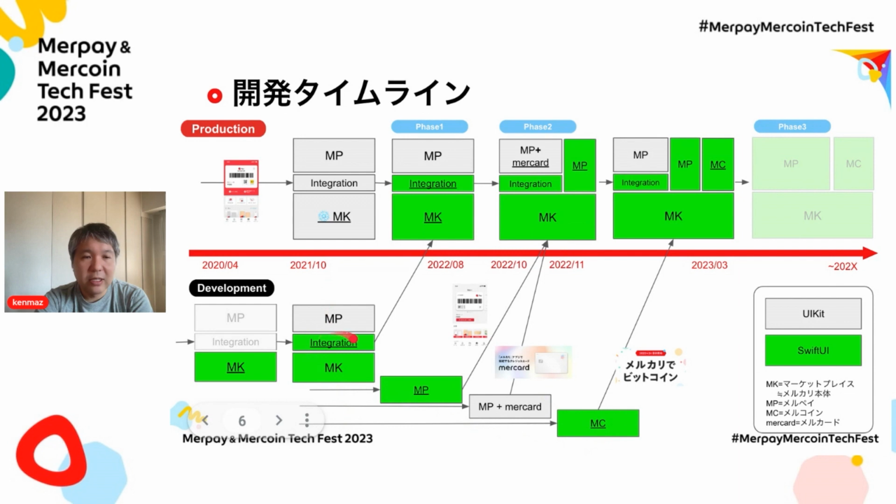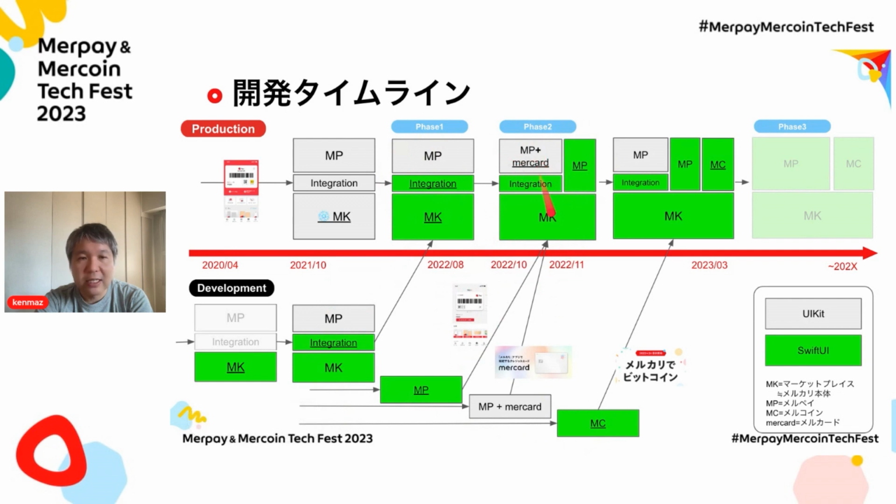So the Mercari and integration implementation was completed, and the GroundUp application was released at phase 1 in August 2022. At this point, Mercari side is all rewritten with SwiftUI, and the Merpay side still works with the UIKit. Then in October 2022, 2 months later, the top screen, this time on the Merpay side, was released as rewritten in SwiftUI, with the remaining Merpay and the Mercard features still configured in UIKit.